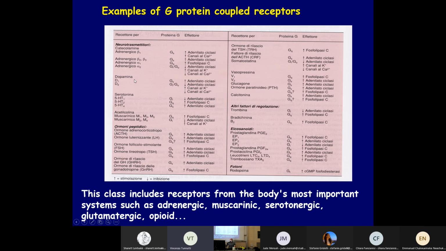We'll see during the course compounds able to activate the dopamine receptors or to block dopamine receptors, to increase the activity of the serotonin receptors. Also you see eicosanoids, prostaglandins. These receptors are involved in the inflammatory process, and we'll see molecules able to block the formation of prostaglandins, which are the agonist of this type of receptors.